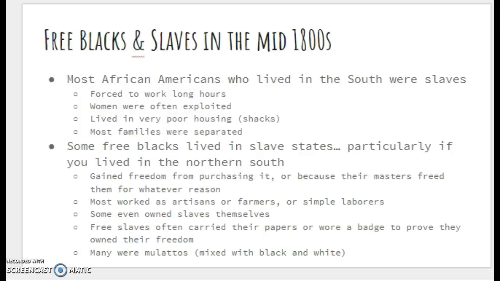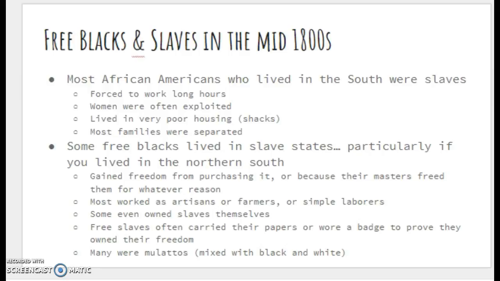Some free blacks lived in slave states, though, particularly if you lived in the northern South, guys. So people that were free African Americans living in slave states, it was typically near that northern border where the northern states meets the southern states, near Virginia, in that area.